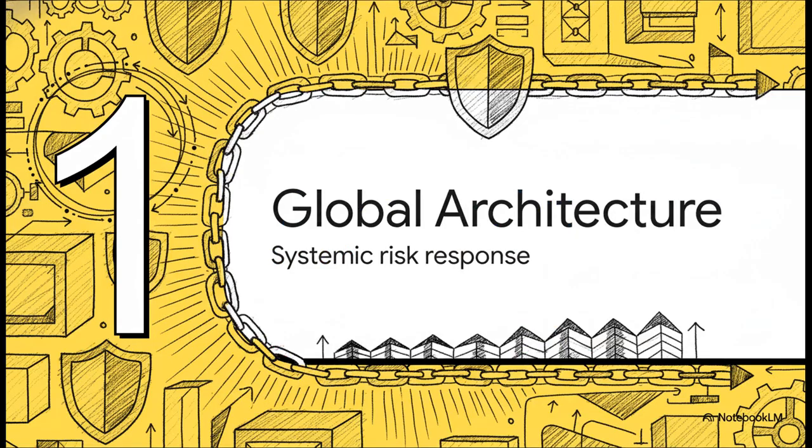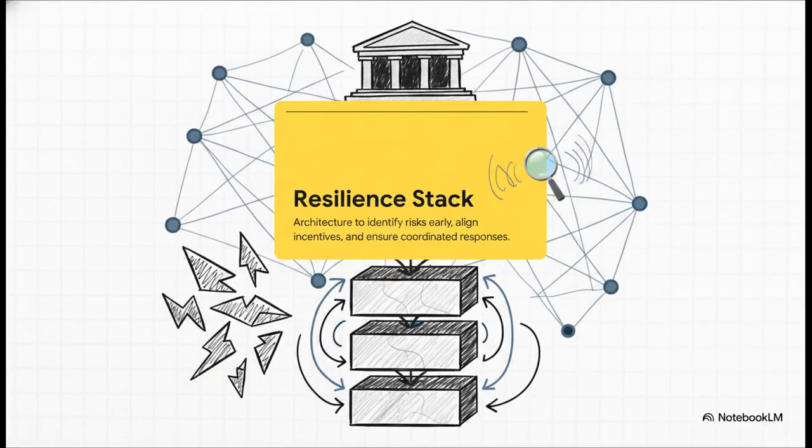Section 1. The Global Stability Architecture. Okay, let's dive into this overarching concept, our structural response to systemic risk. Just to make sure we're absolutely all on the same page, let's define our core mandate. The resilience stack is this unified, comprehensive, three-layer architecture. Its primary goals are pretty clear: identify systemic risks early, align market incentives, and ensure completely coordinated regulatory responses.